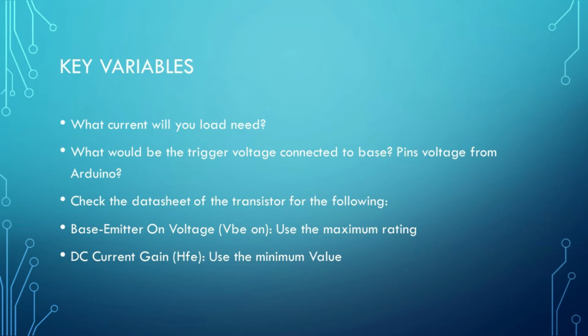You also have to check the transistor datasheet for the following: the base-emitter on voltage, that's the VBE(on), where you use the maximum rating. And the DC current gain, that's the hFE, where you use the minimum value. So an example would be the current.